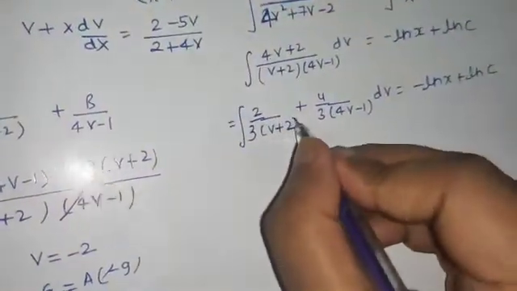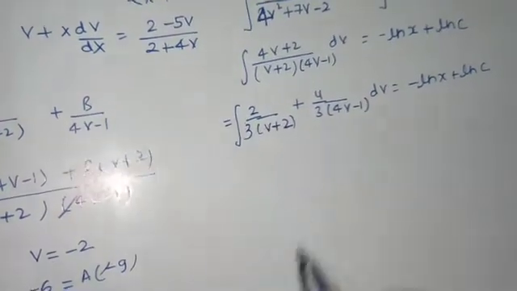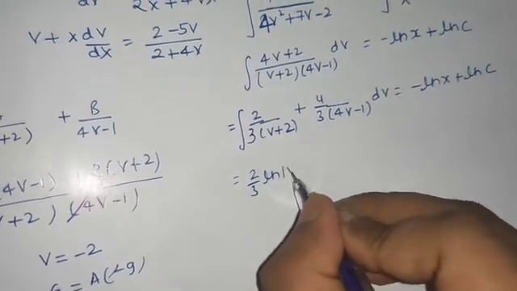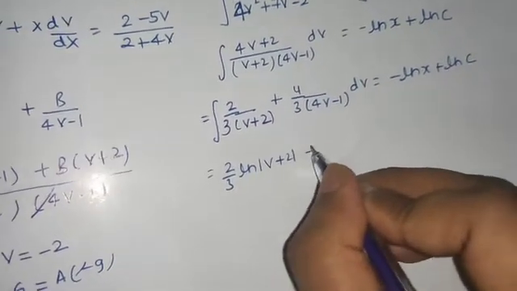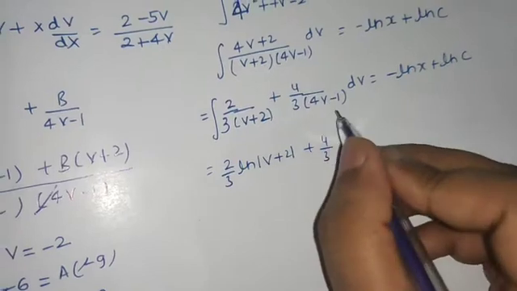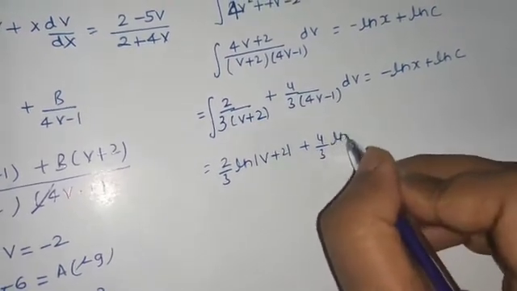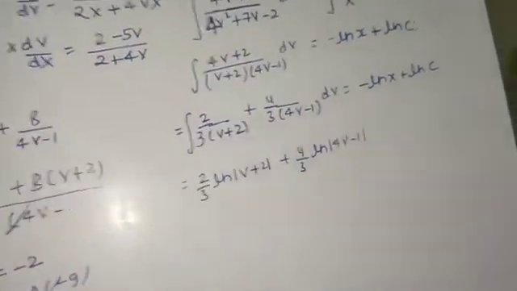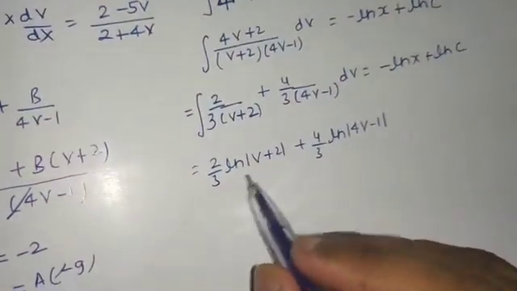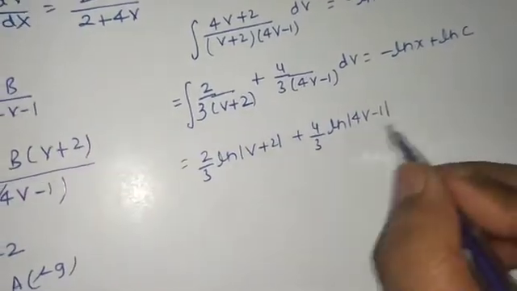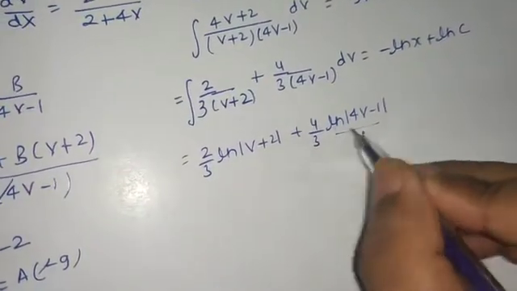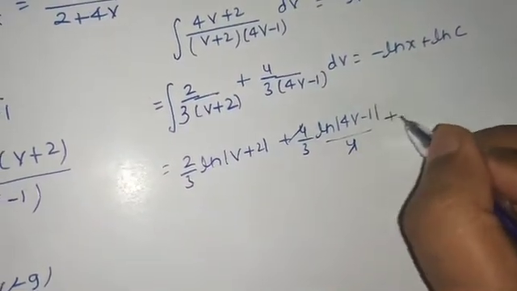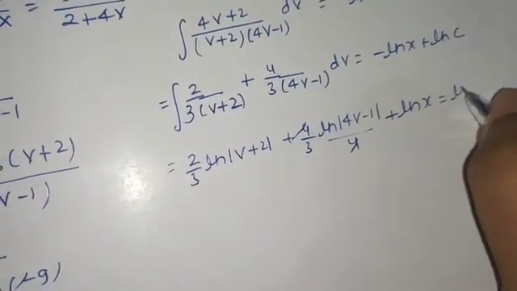Now integration of 1 upon v plus 2 is ln v plus 2. So 2 by 3 ln v plus 2. Integration of 1 upon 4v minus 1 will be ln 4v minus 1 divided by the coefficient of v. Coefficient of v in first case was 1, so we divided by 1. In this case it is 4, so if you divide by 4, this gets cancelled. I take this ln x to this side, equals ln c.